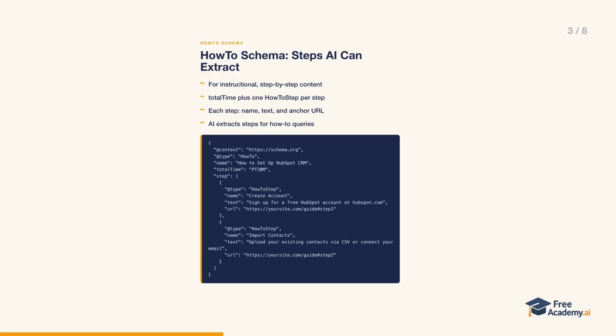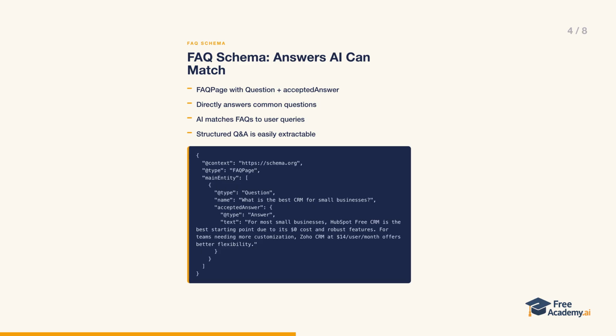This matters for GEO for 3 reasons. AI can extract specific steps when someone asks a how-to question. The clear structure makes your content easy to cite, and those URL references allow direct linking straight to each individual step.